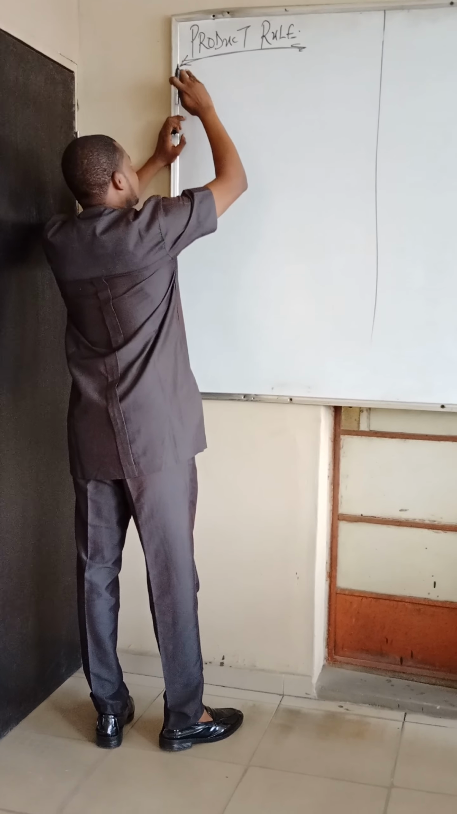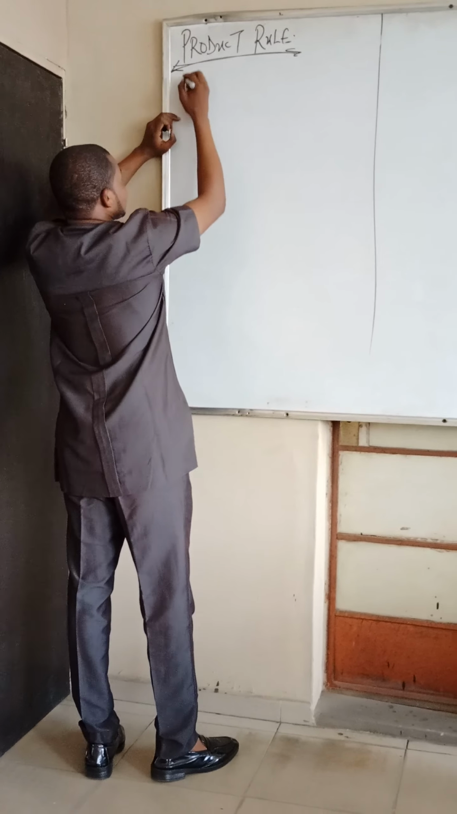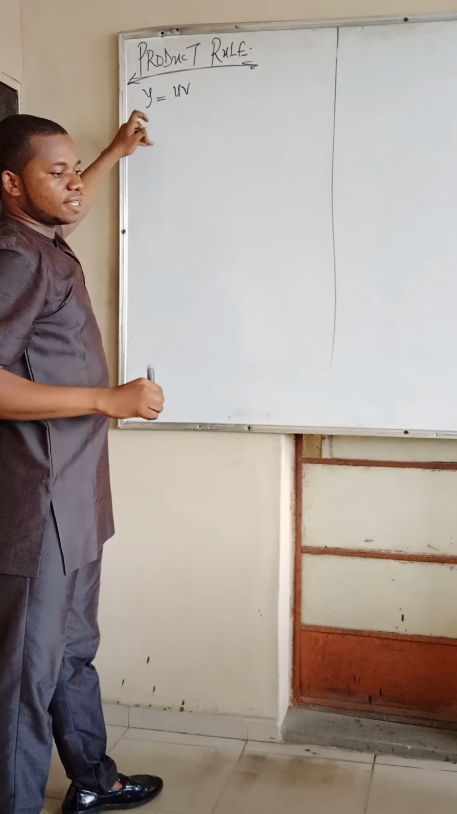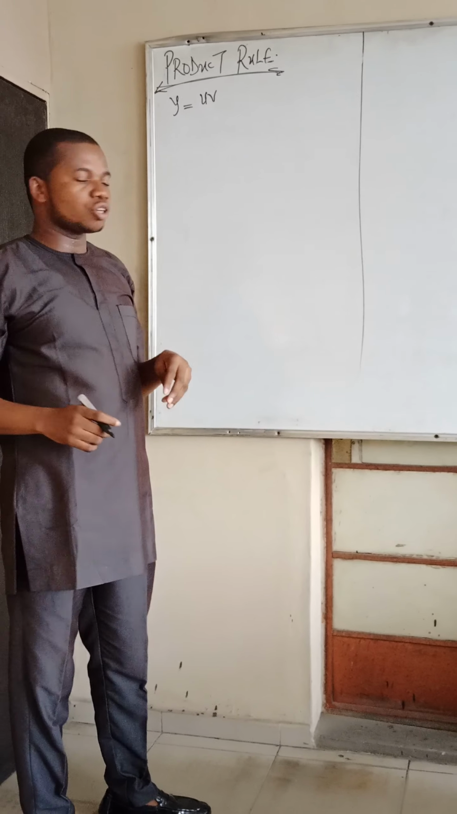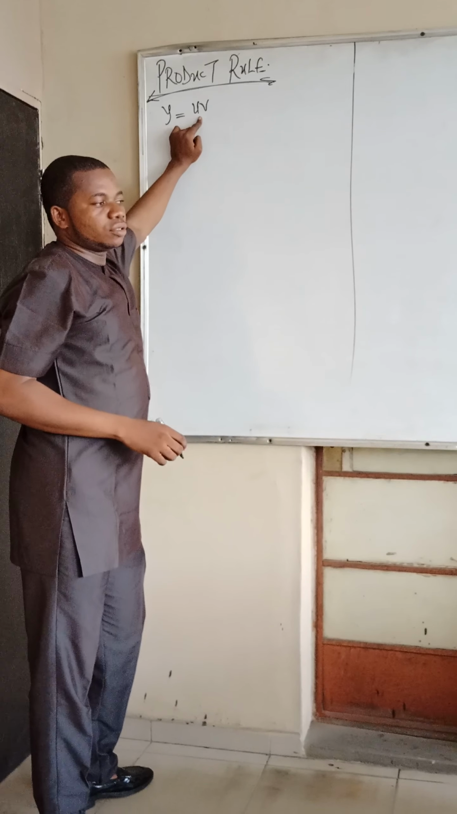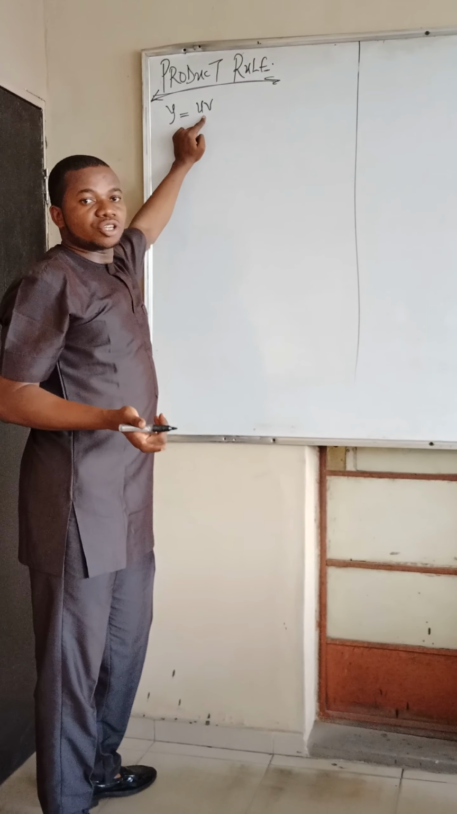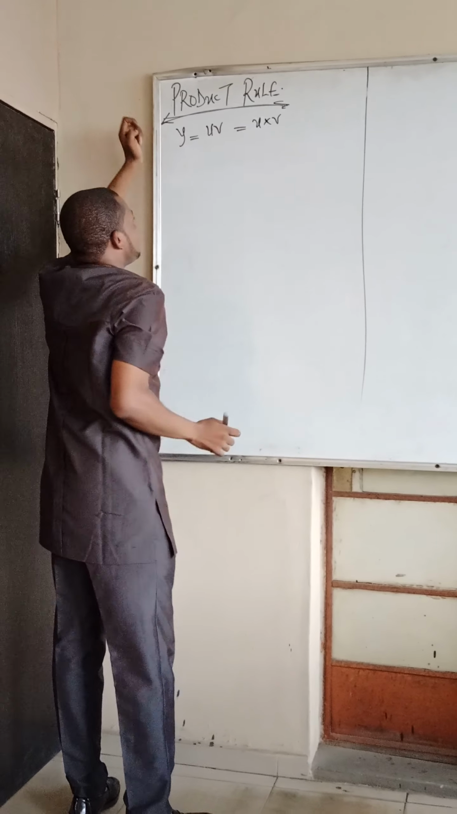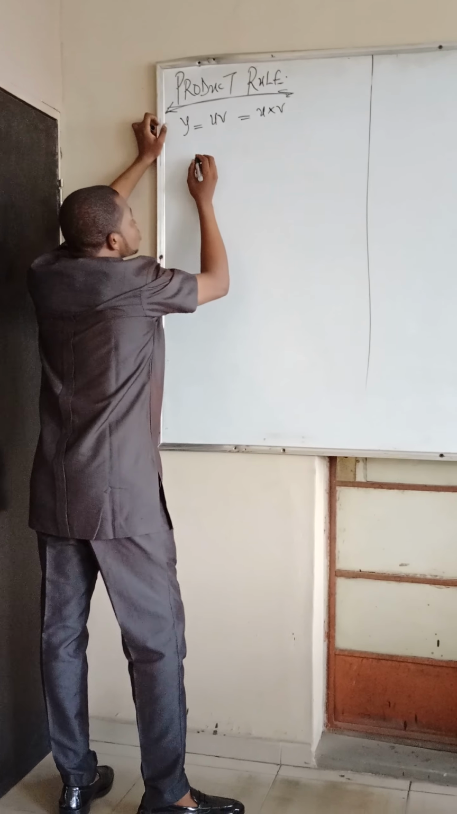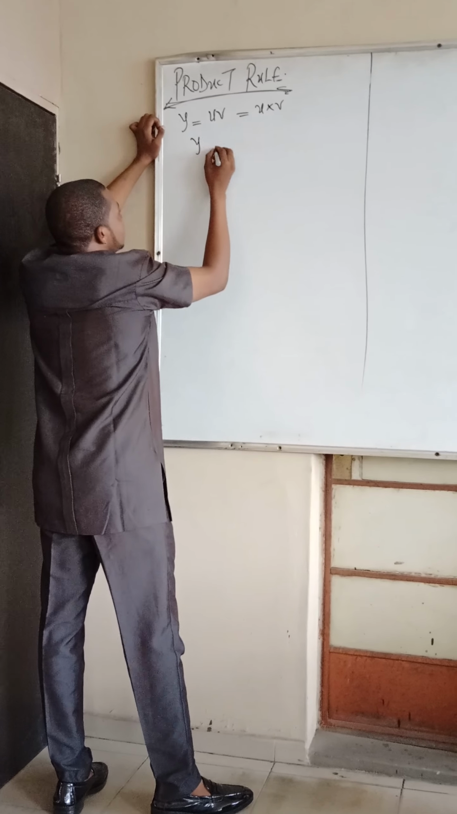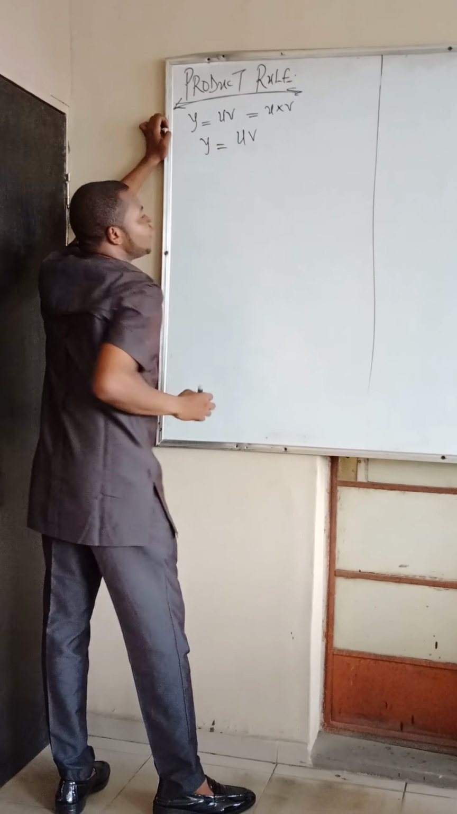So here, there's no point giving Roman figure I. Let me just go straight. Y is equal to UV. This is the foundation of product rule. UV here is a product, which is a product of U times V. UV means U times V. U times V will give us UV. So if that principle holds, which is illustrating what we're talking about, we say Y is equal to UV.